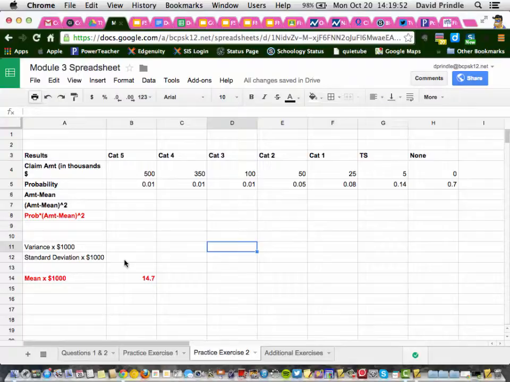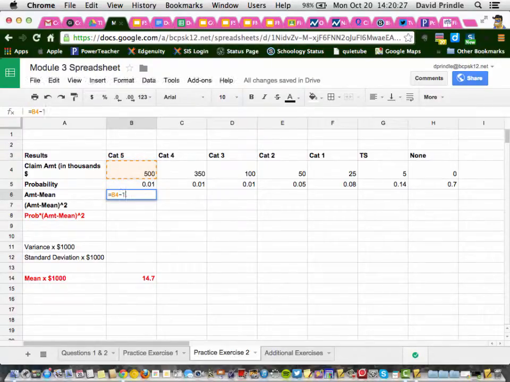So the first part is fairly easy. We're going to do the amount minus the mean, which is we're going to put a formula in there. And it's going to be equals. And the amount is in cell B4. It may be different for you guys, depending on where you started. It's wherever, it's this cell right here. You're going to be using this cell right here.